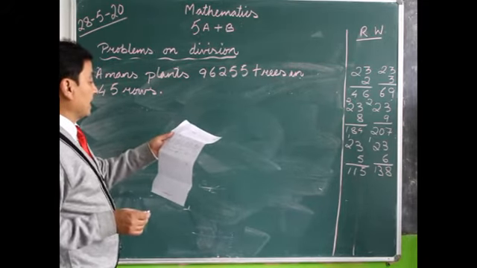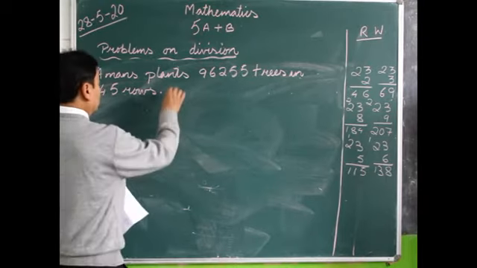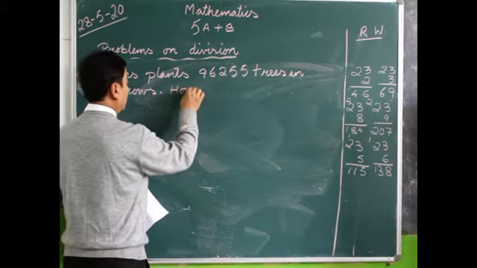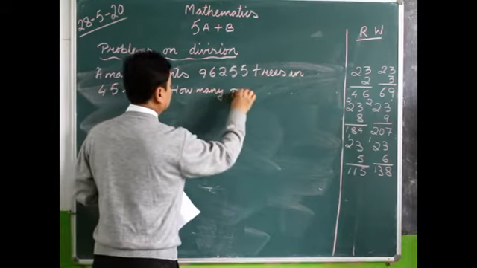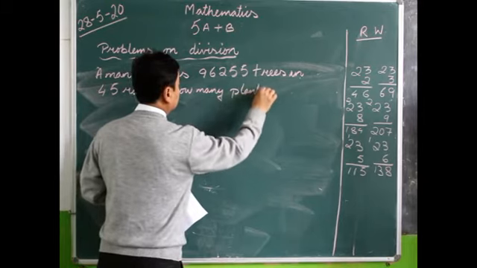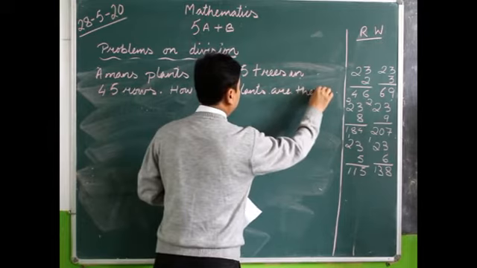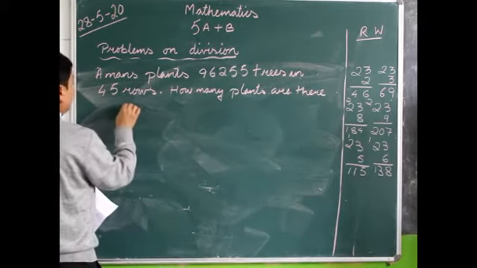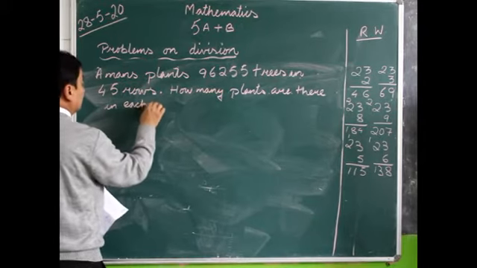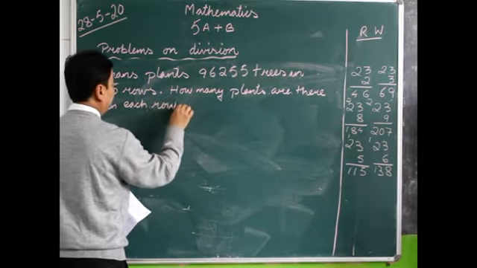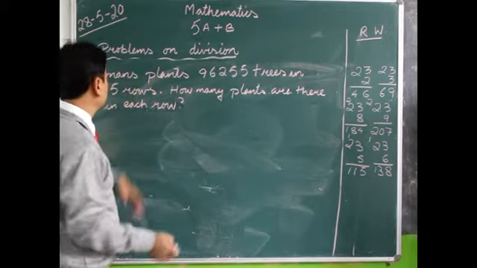So we have to find how many plants will there be in each row? How many plants are there in each row? Okay, so let's begin. First statement.